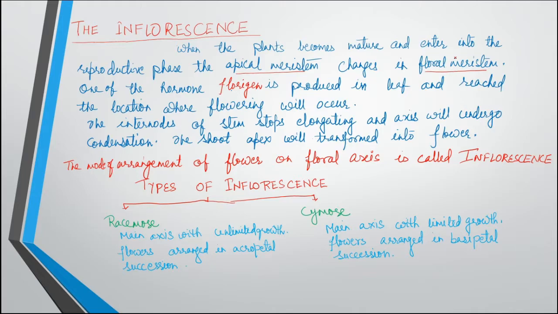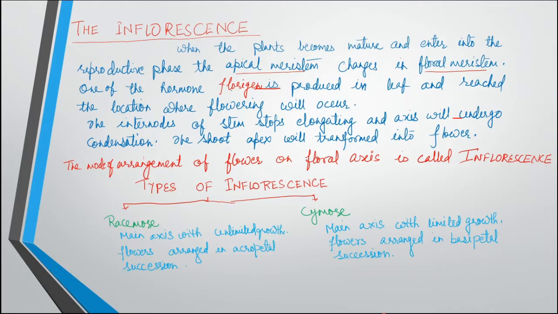meristem. A special hormone known as florigen is produced in the leaf and reaches the region where the flowering will occur, and the internodes of the stem stop elongating. The axis will undergo a condensation process and the shoot apex will transform into the flower, and the flower will appear, and this mode of arrangement is known as inflorescence.